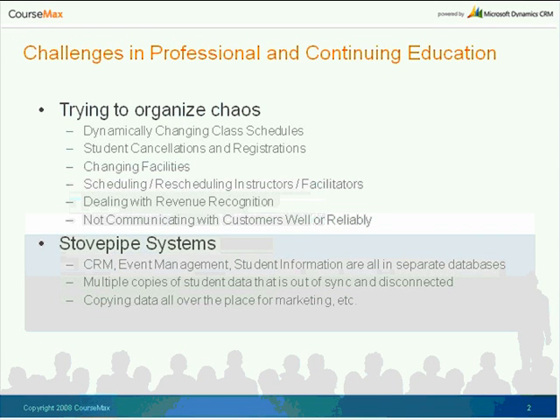Some of the chaos comes about because the class schedules change dynamically. Why? Well, sometimes you have to cancel a class. There may not be enough enrollment. You might add new classes to the schedule. Students cancel from time to time. Someone may register, and then they may need to cancel for whatever reason. You need to reschedule them. Once you've canceled a class, you have to reschedule any students that were registered.